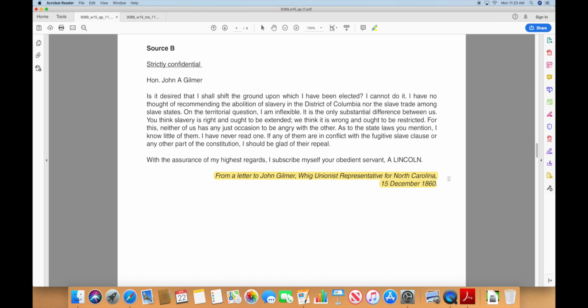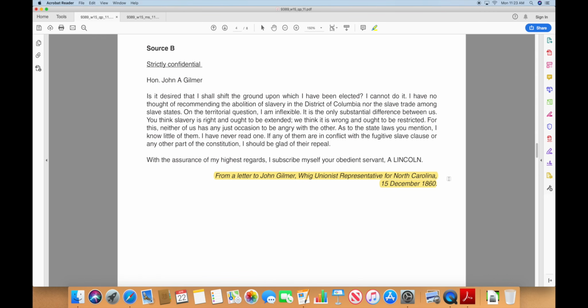For this, neither of us has any just occasion to be angry with the other. As to the state laws you mention, I know little of them. I have never read one. If any of them are in conflict with the Fugitive Slave Clause or any other part of the Constitution, I should be glad of their repeal. With the assurance of my highest regards, I subscribe myself your obedient servant, A. Lincoln.